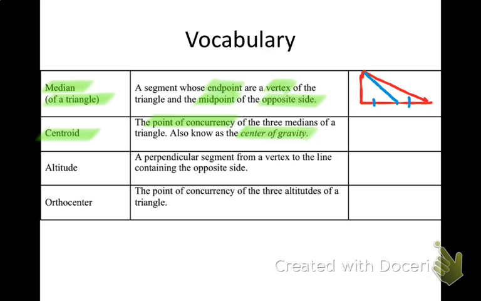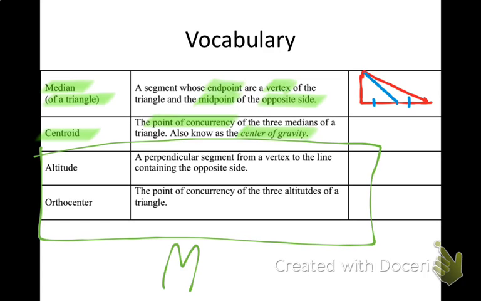Balance birds, things like that. Yes. So again, it's one of those cool, unique points that the center of gravity is at. So that's the point of concurrency. I can balance it perfectly. Again, those are the two we're going to talk about today. These two we are going to talk about on Monday.